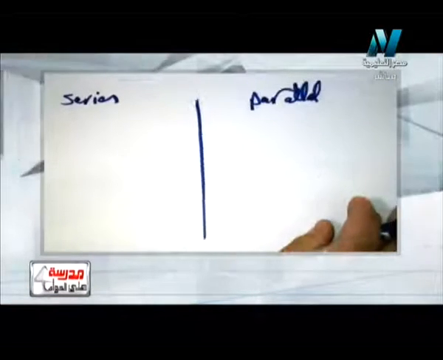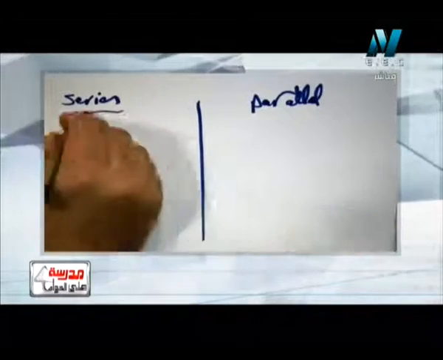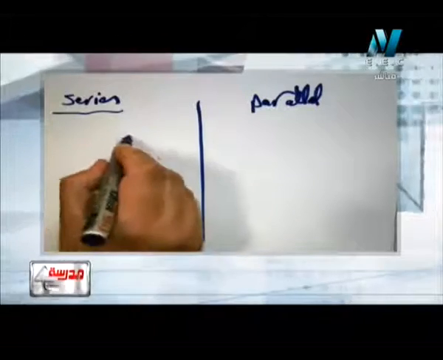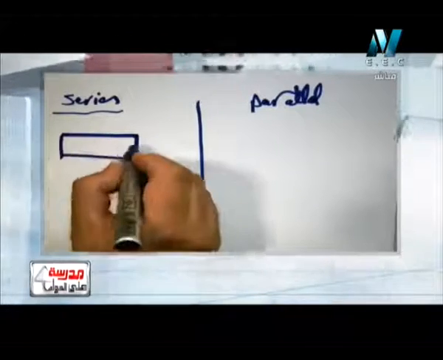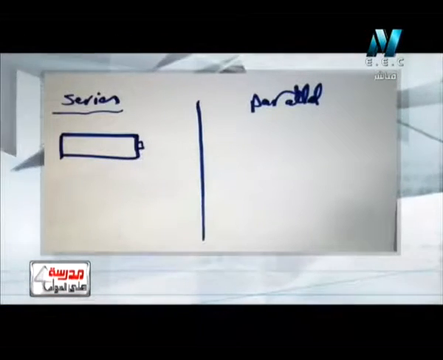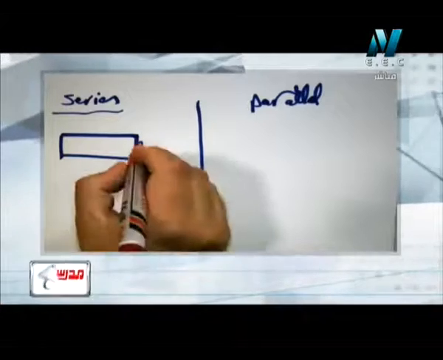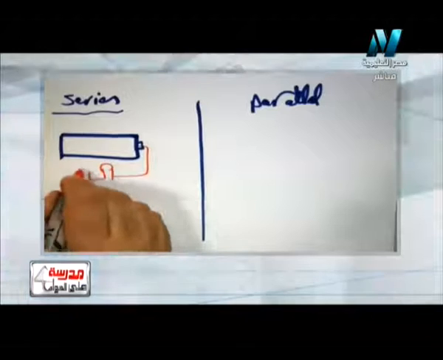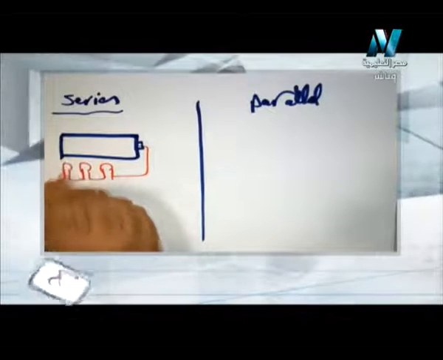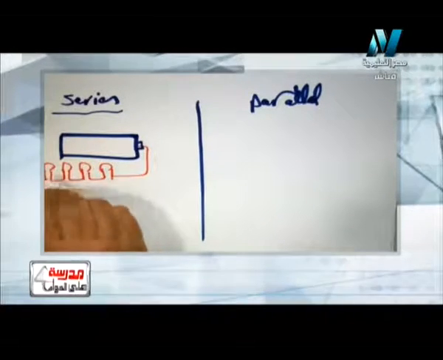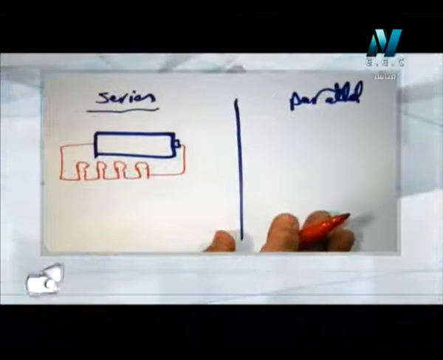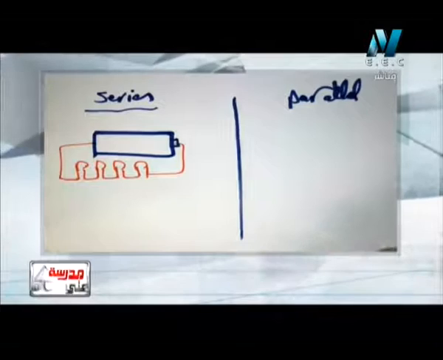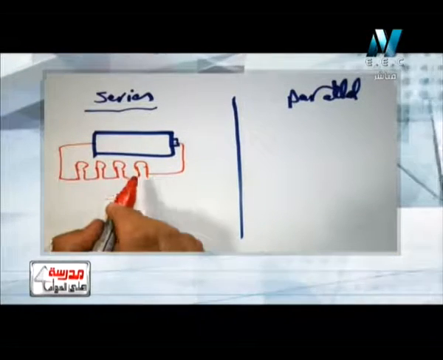Okay? So now, what is meant by series connection? If I have a battery like this, and other, for example, 4 lamps like this, I will connect the first lamp, the second lamp, the third lamp, the fourth lamp, and at last I will close the circuit. Okay, so what happened here if I increase the lamps?